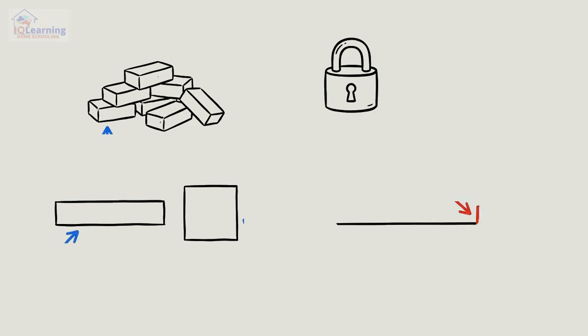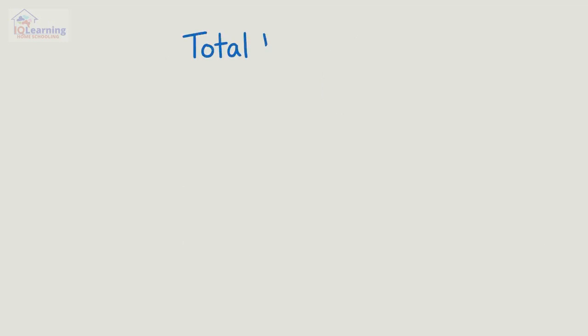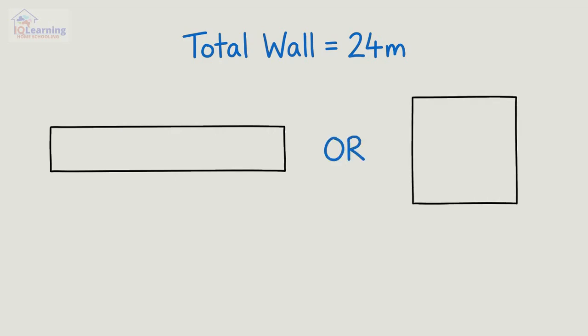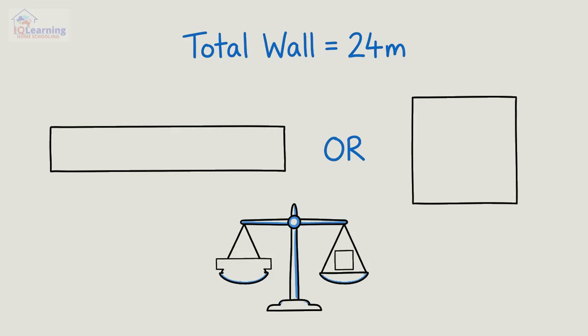Sometimes your wall material is limited. That means the perimeter is fixed and cannot change. You can choose the shape of the room, but you cannot use more wall than you were given. Imagine you have 24 meters of wall to build one room. You could make a long, skinny rectangle, or you could make a shape closer to a square. Both use the same amount of wall.